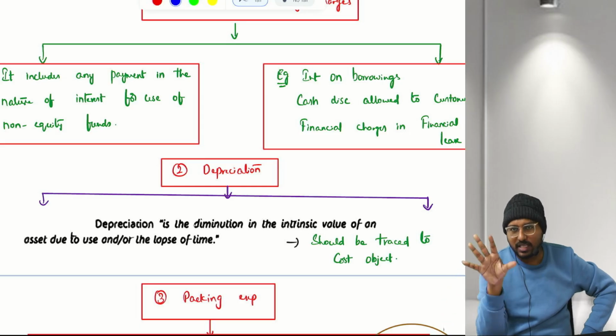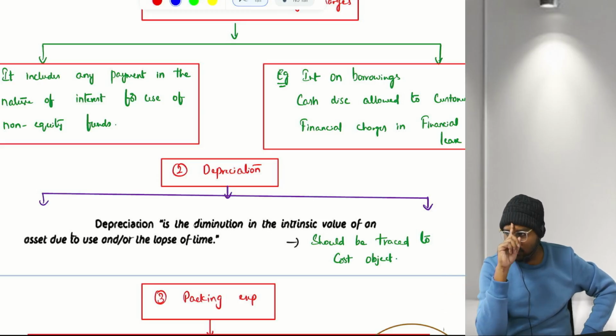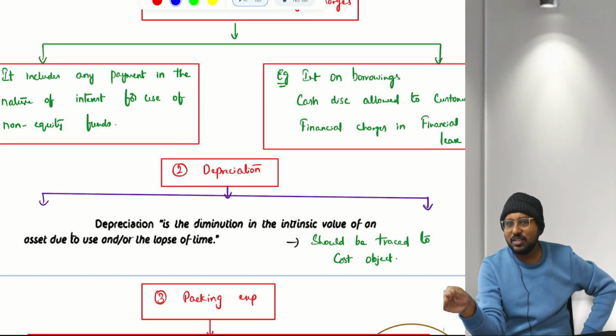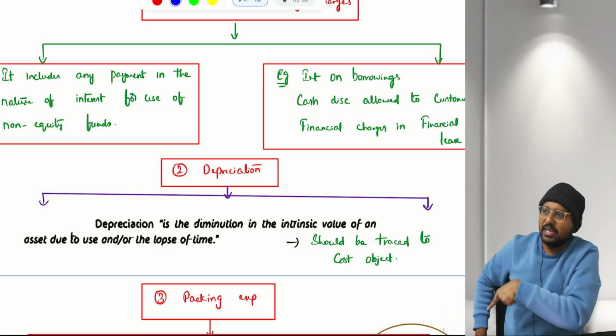Cash discount is nothing but interest. Are you able to get me? Cash discount is nothing but interest. Right? That interest only we are giving as cash discount. That is the real logic. That is the reason he is giving you cash discount. You understand the point? Otherwise, he has to pay interest.